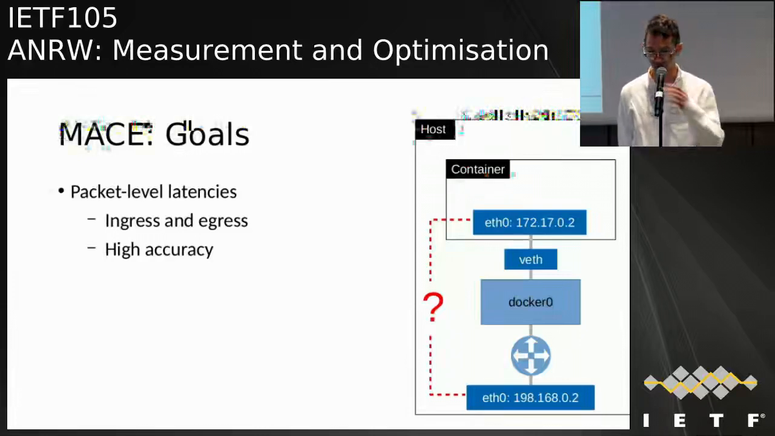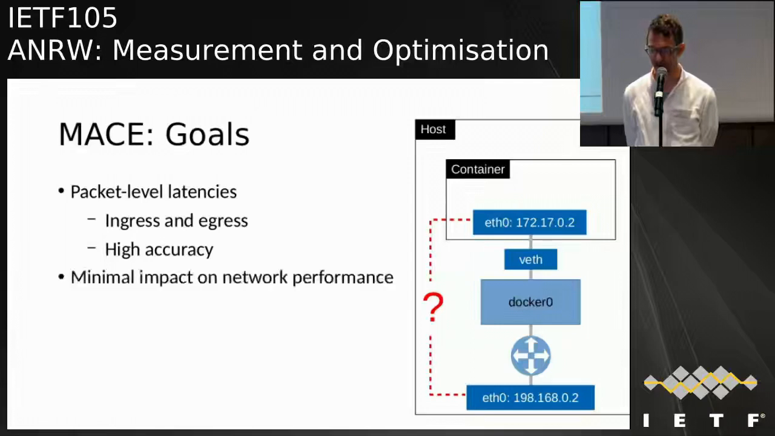And so the goal of our solution is to measure that red dotted line. We want to know how long it takes a packet to go from the container to the host, for ingress and egress. We want to do this per packet, and of course, with high accuracy.